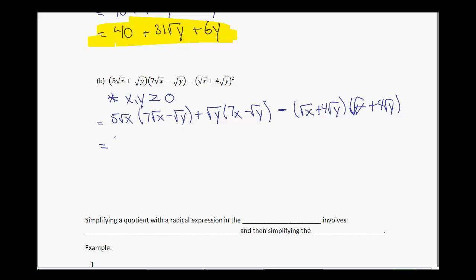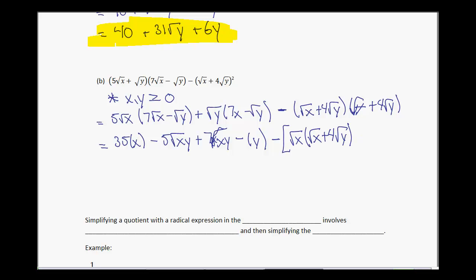Going along, we get 35 times x minus 5 root xy plus 7 root xy minus y minus, let's put that in a large parentheses, root x times root x plus 4 root y plus 4 root y onto root x plus 4 root y.